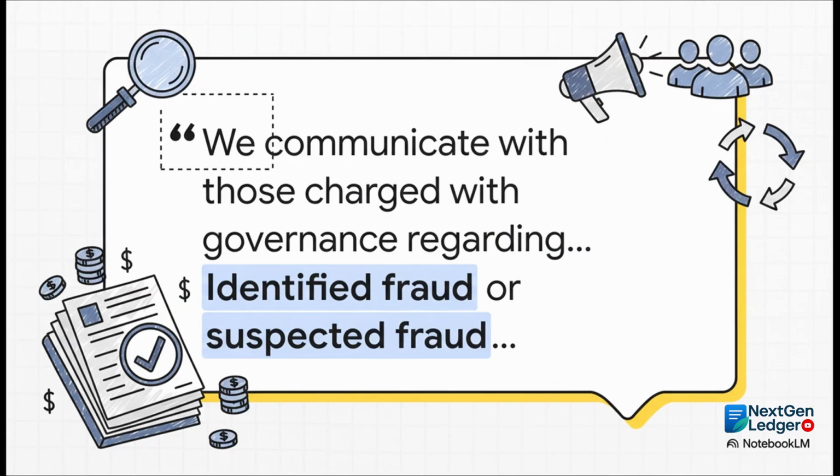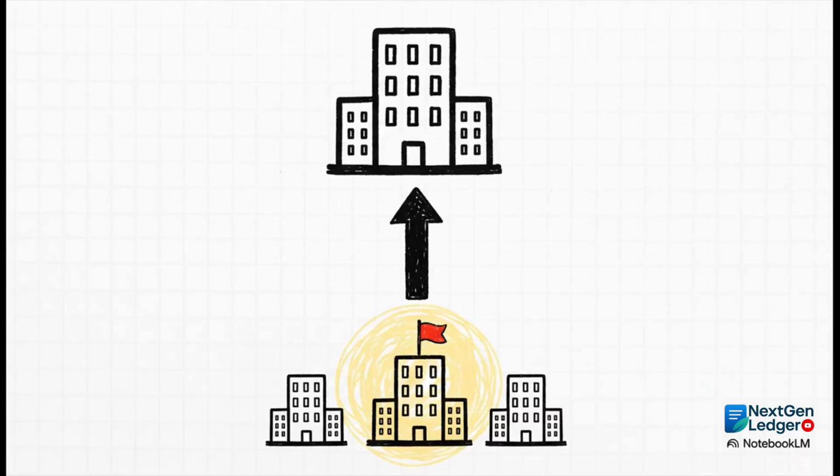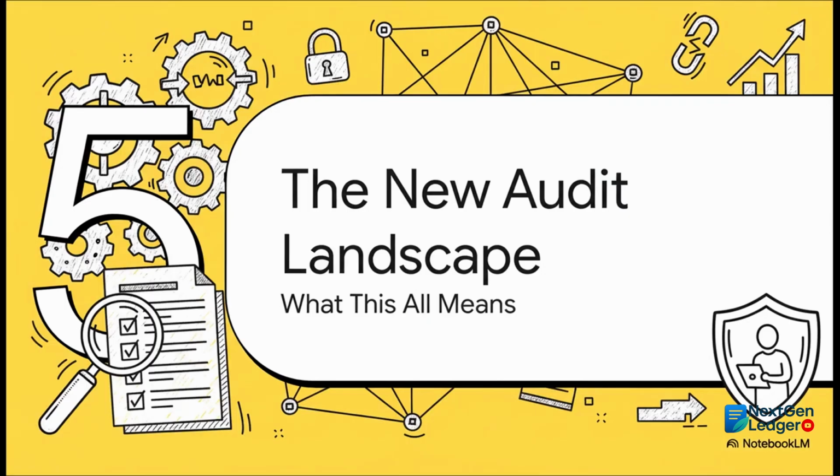No more hiding. And for big global companies, this transparency is critical. The rules make sure that if fraud is found in a subsidiary in one country, that information can't just get stuck in a silo. It has to be reported all the way up the chain to the main group auditor. Okay, let's pull all these threads together. Let's zoom out. What does this new world actually look like for the auditors on the ground who have to put all these changes into practice?